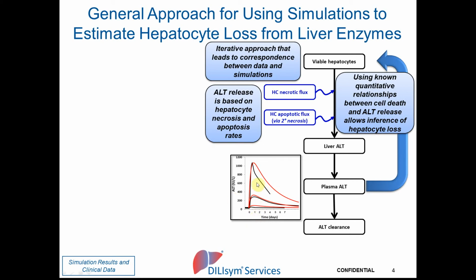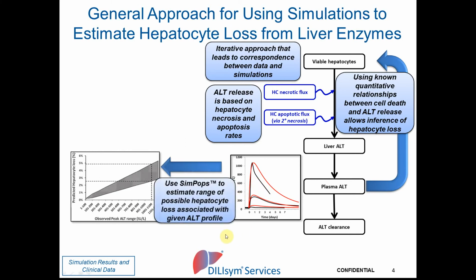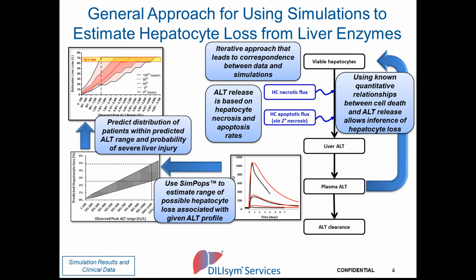We first do that in the baseline human, but then we extend it and perform similar simulations in a wider range of simulated patients that we describe as SimPops, and this includes inter-individual variability in various aspects of the ALT profile, and this allows us to estimate a range of hepatocyte loss for a given ALT profile. Taking that even one step further, we can also predict the distribution of patients within a predicted ALT range that may have a given amount of hepatocyte loss. We can also estimate the probability of severe liver injury, otherwise known as, say, Hy's law.